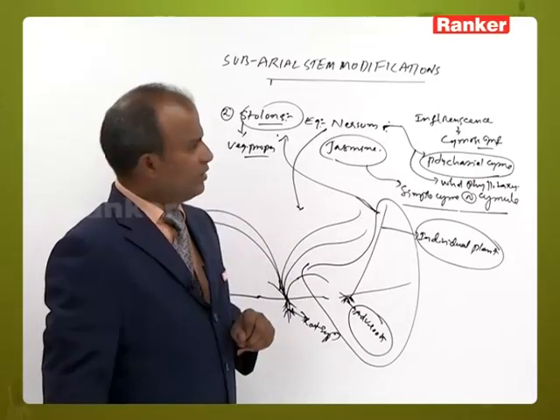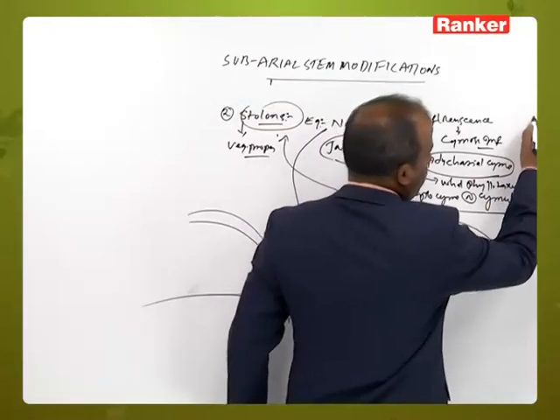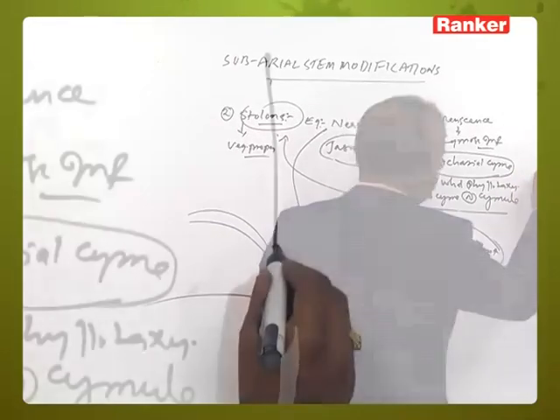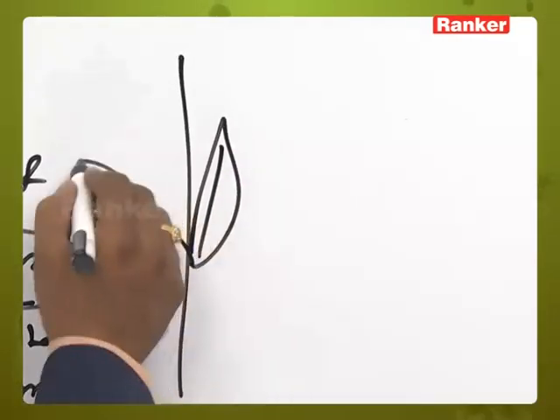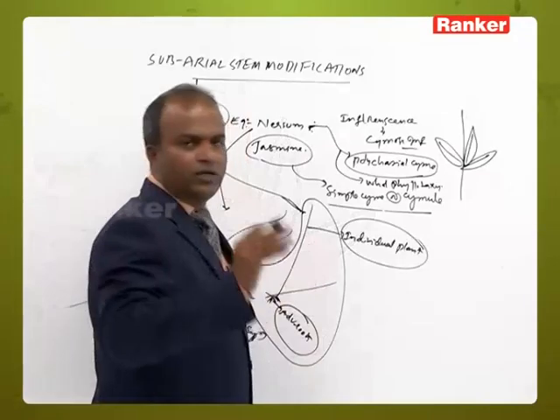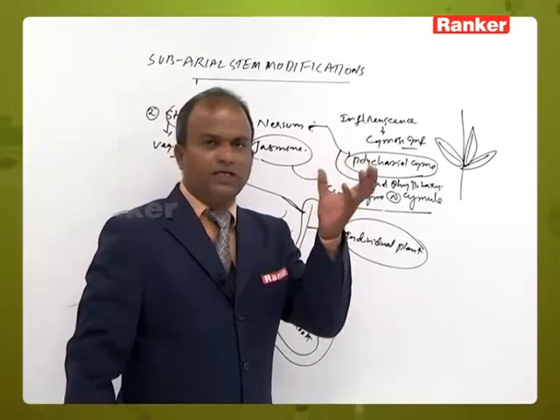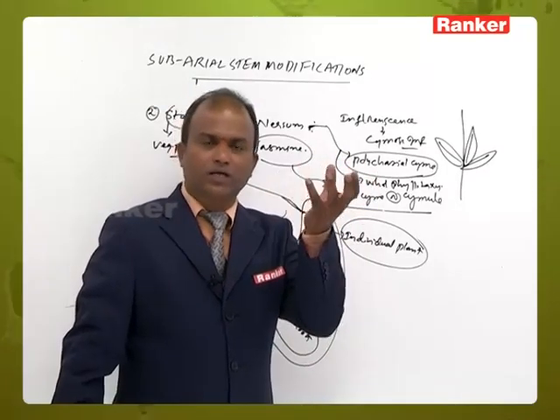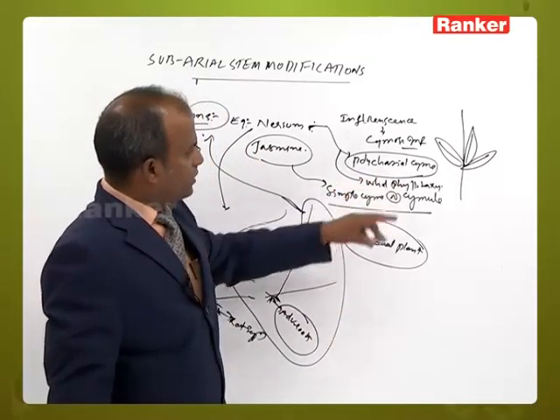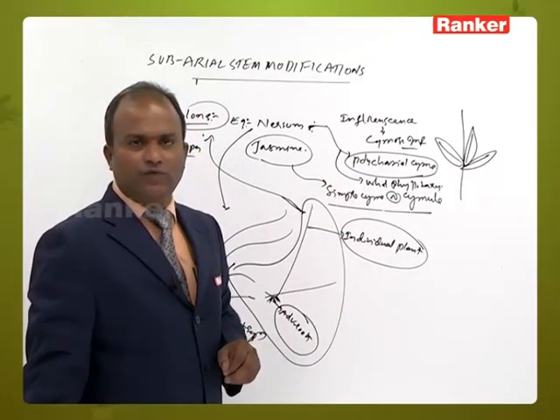Whorled phyllotaxy. That means from one node, how many leaves are arising? Three leaves are arising, which are present in a circular manner, in a whorl-like manner, at one node. Can we call that whorled phyllotaxy? Yes, it is called whorled phyllotaxy.